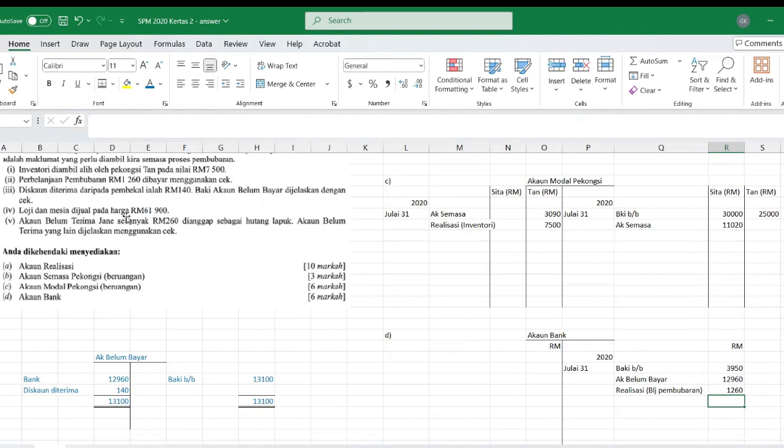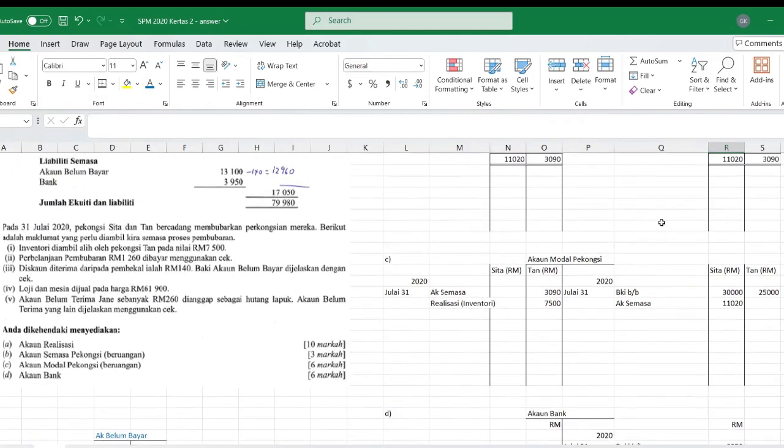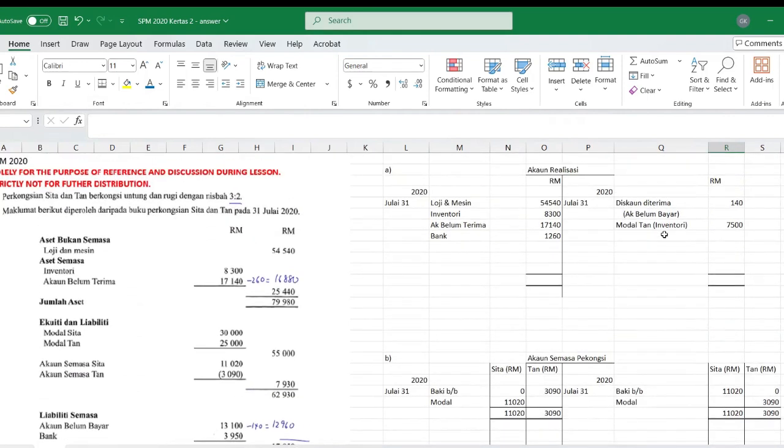Logi dan mesin dijual pada harga 61,900. Okay, there you go. So realisasi will have to pay for logi dan mesin to the bank. Okay, so there we will have a credit. This is for logi dan mesin.